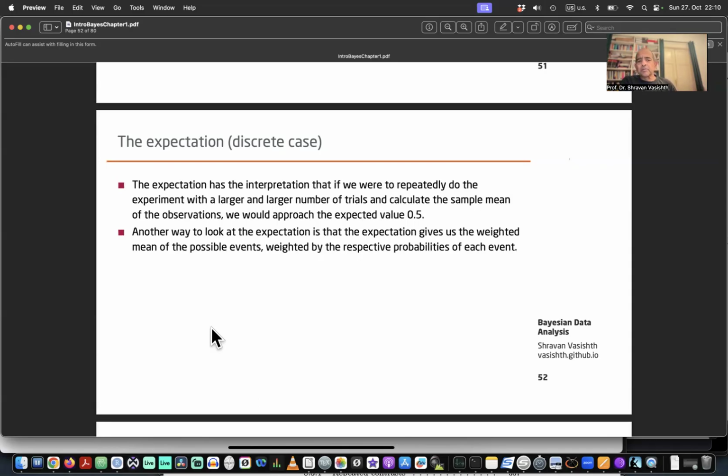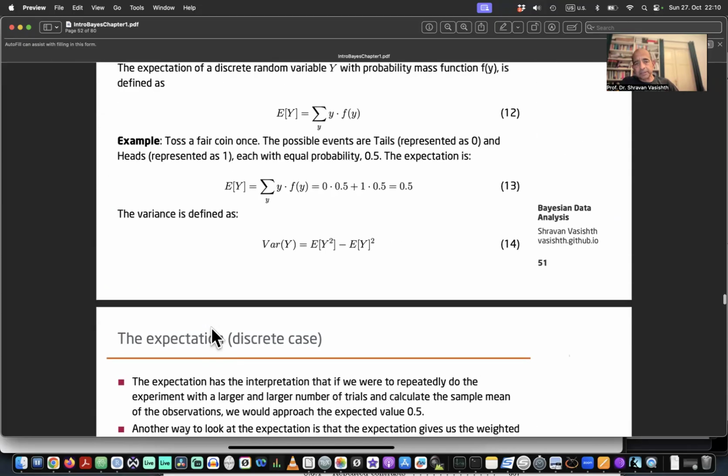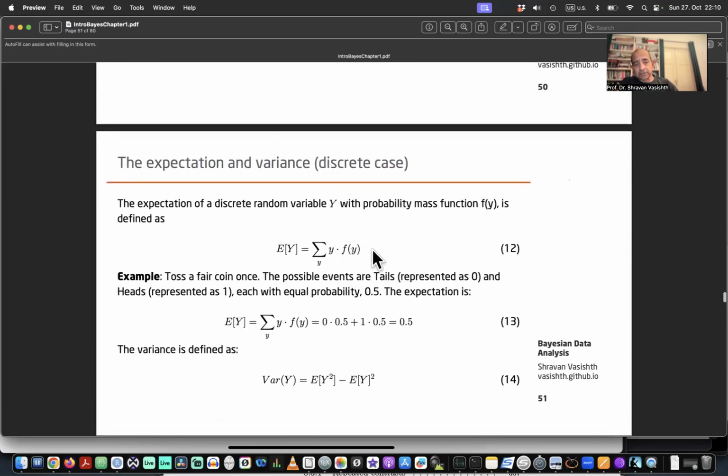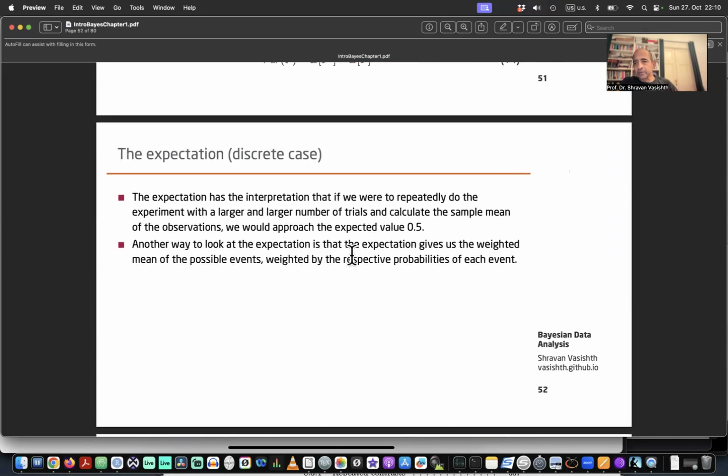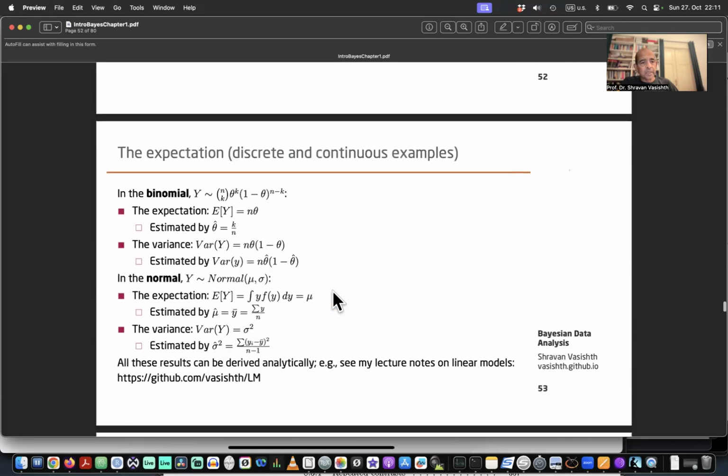There's another way to think about expectation, and that other way is to think of it as a weighted mean of all the possible events weighted by their respective probability. And that's literally the definition of expectation. It's a weighted mean, right, of each of these possible events weighted by the respective probability, right? So that's what a weighted mean is. So these are two ways of thinking about expectation.